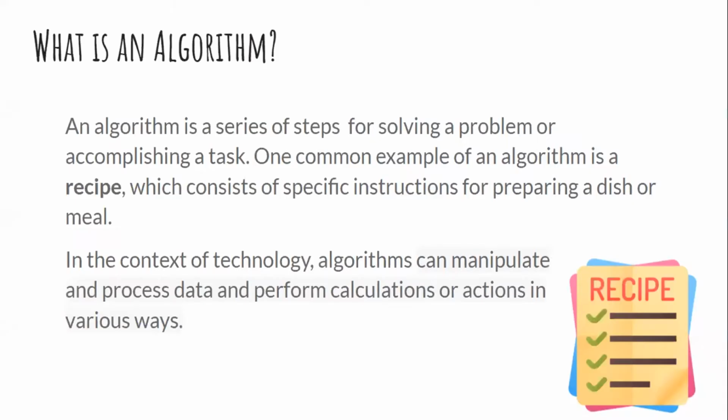What is an algorithm? An algorithm is a series of steps for solving a problem or accomplishing a task. One common example of an algorithm is a recipe, which consists of specific instructions for preparing a lunch or a meal. In the context of technology, algorithms can manipulate and process data and perform calculations or actions in various ways.